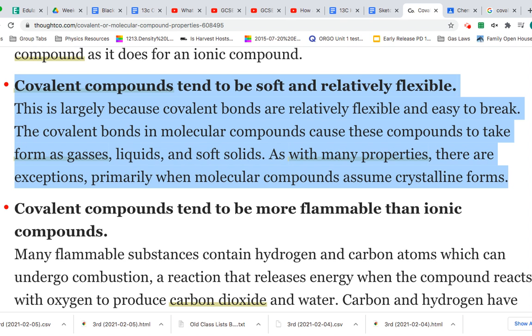Covalent compounds tend to be soft and relatively flexible. This is largely because covalent bonds are relatively flexible and easy to break. The covalent bonds in molecular compounds cause these compounds to take form as gases, liquids, and soft solids. As with many properties, there are exceptions, primarily when molecular compounds assume crystalline forms.